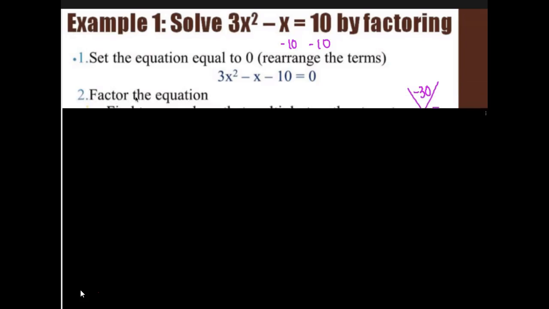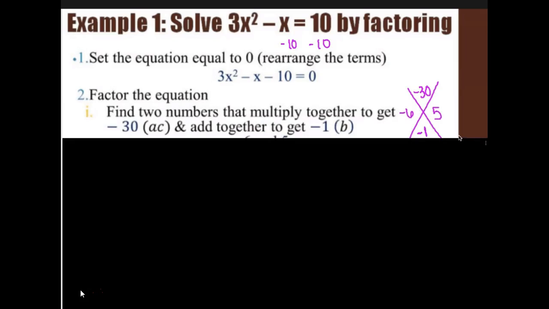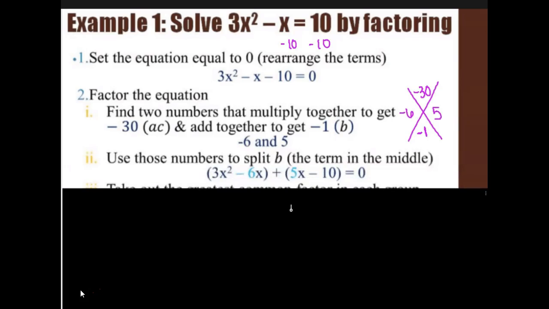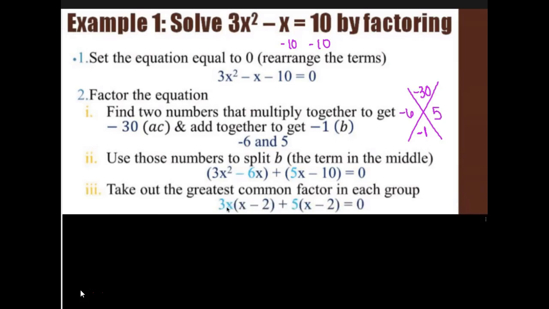Step 2 is to factor the equation. So we're going to set up our magic x by taking the 3 times -10 to get -30. We need two factors of -30 that sum to -1. So those two factors are -6 and 5. They're going to replace my middle terms. So then we set it up and do factor by grouping and take out our GCF of each factored part.